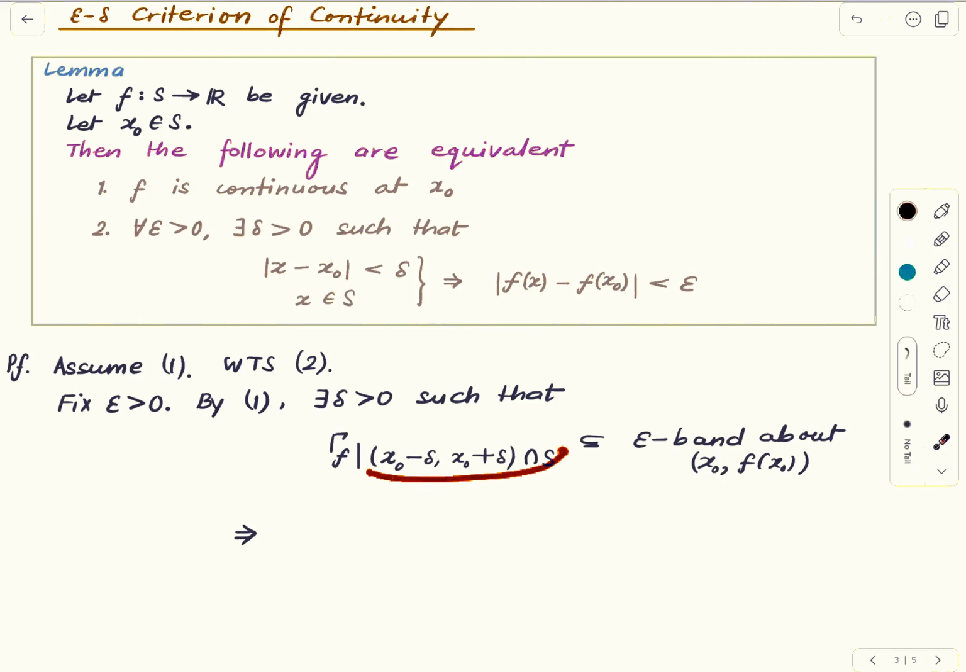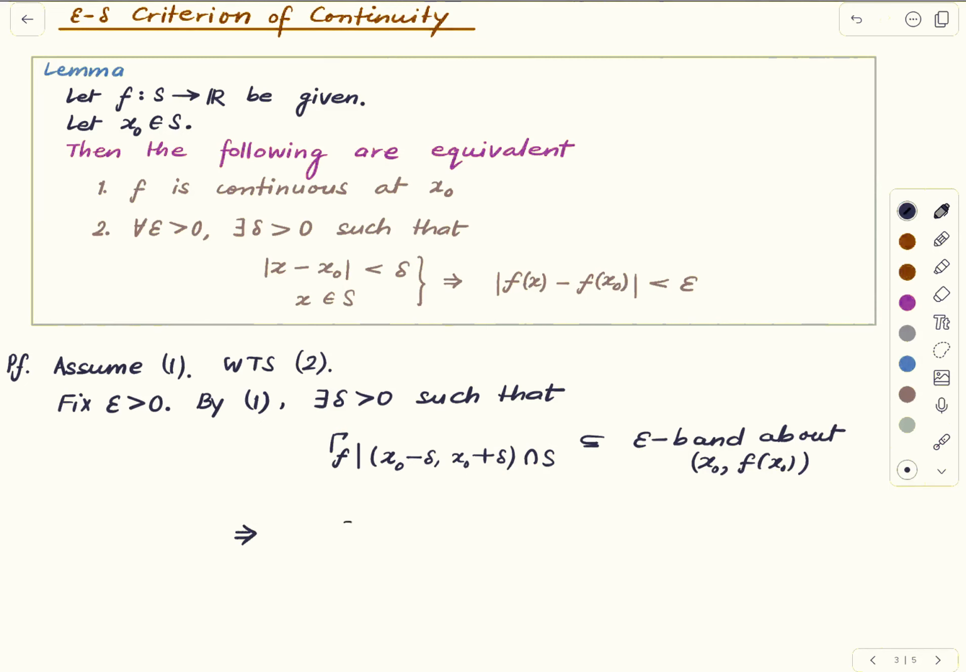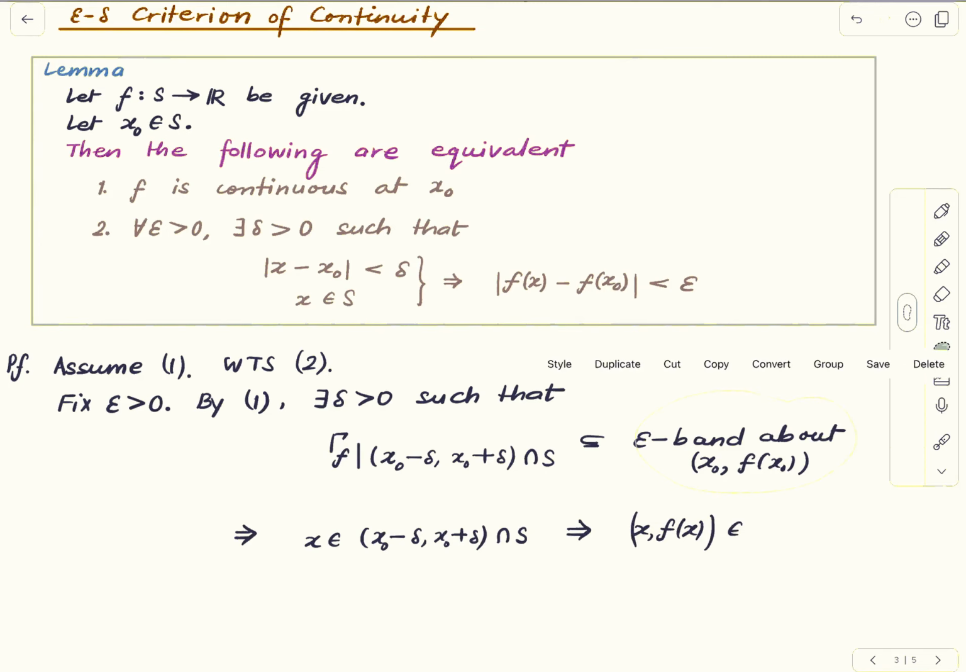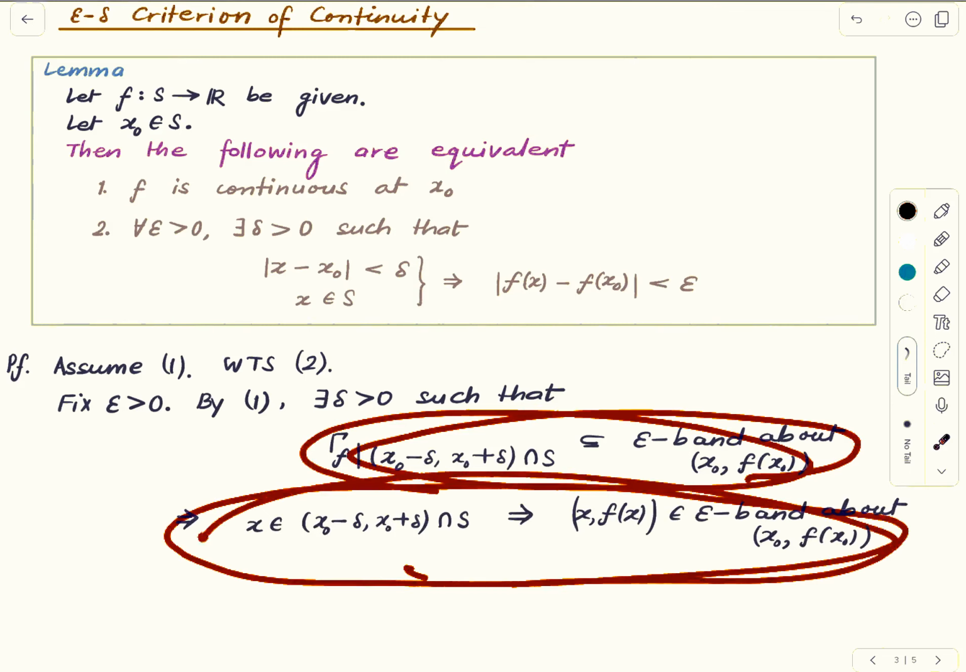If you decode the definition of graph and epsilon band, it just means that whenever you choose a point in this region, whenever you choose here, we get that this point is in the epsilon band about the point x naught comma f of x naught. Okay, so this definition is exactly saying that.